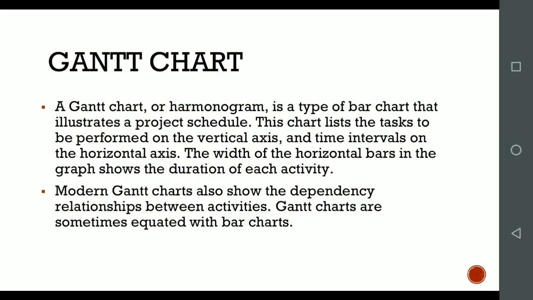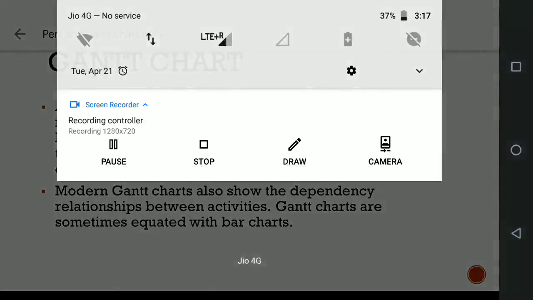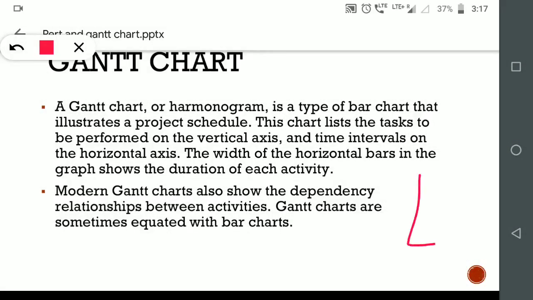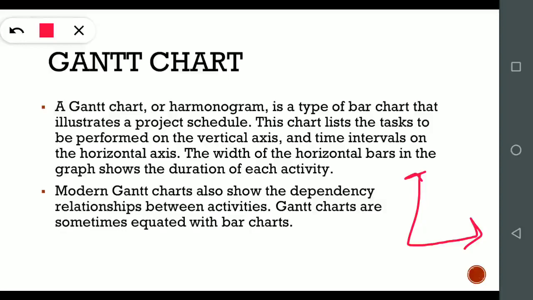When we draw the graphical presentation, on the vertical axis, the y axis, we will show the list of the tasks or list of the events that are required to be performed for the completion of the project, and for the time interval, on the x axis there will be the time, meaning time will be shown on the x axis.